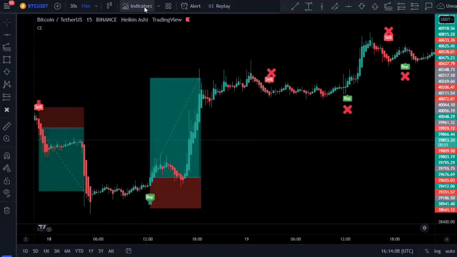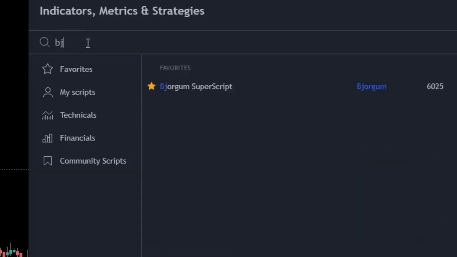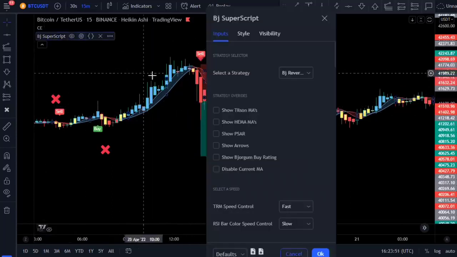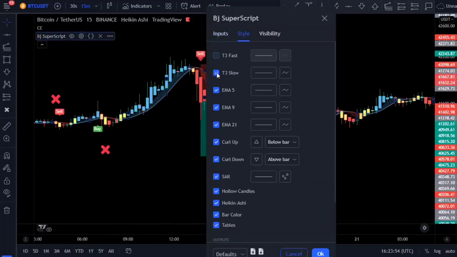Let's add the next indicator to the chart. Search for this name here. Add this indicator to the chart. Now let's go to the settings of this indicator. Pay attention to the settings of this indicator. I turn off all options from the style section.